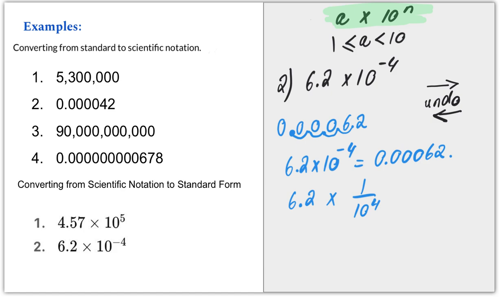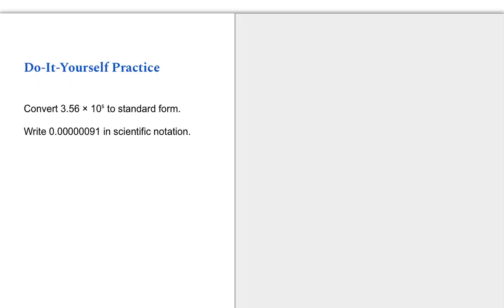Are you ready to do an example on your own? Let's get started on that. All right, now that you know how to convert from scientific notation to standard form or standard to scientific notation, do it yourself. Pause the video here and convert those numbers. First one is converting from scientific notation to standard form, and then second one from standard to scientific notation. Okay, welcome back.